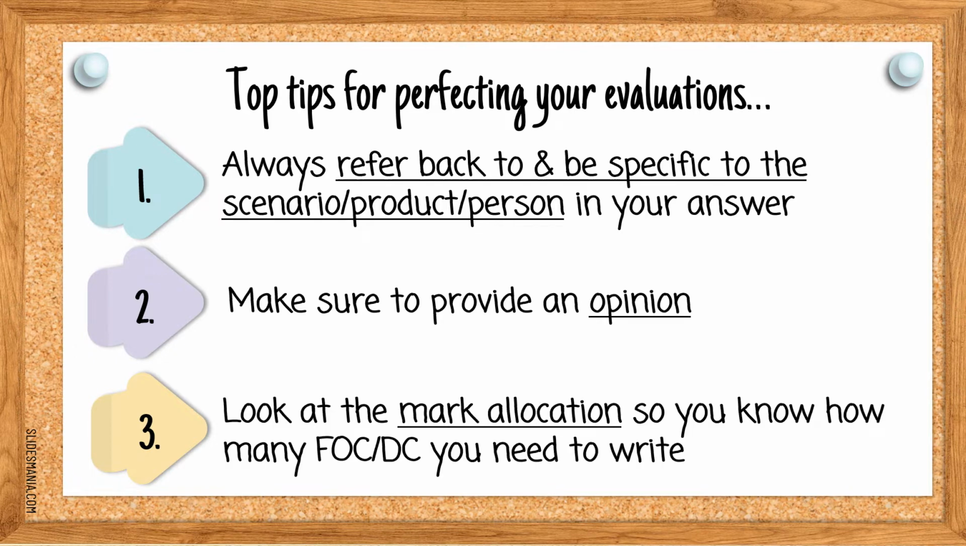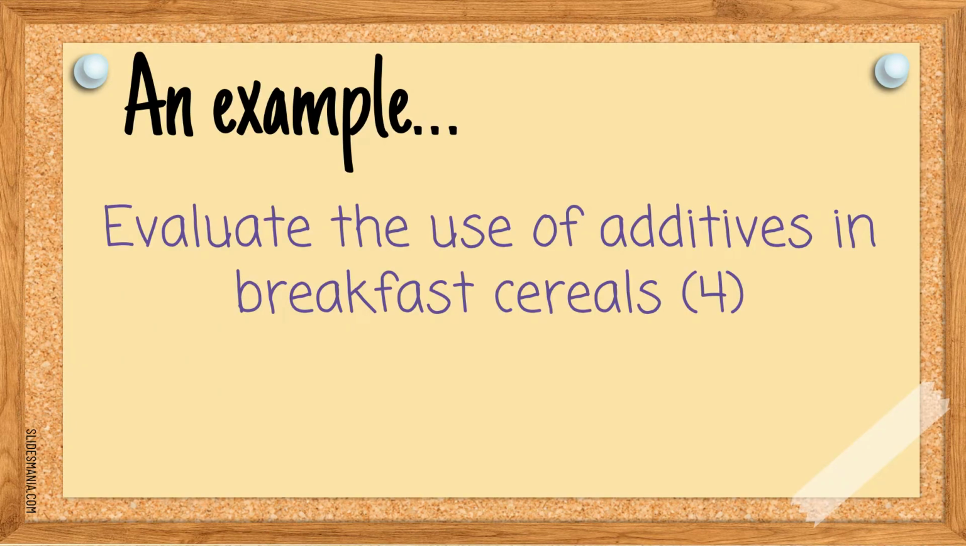And lastly, you always want to make sure that you're looking at the mark allocation so you know how many fact, opinion, consequences and or developed consequences that you need to write. Remember, you'll get 1 mark for each fact, opinion, consequence that you get, and then a second mark you can get from any developed consequences. So let's move on to an example.